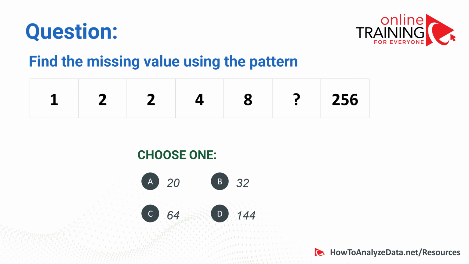Here's the question for you to answer. Find the missing value using the pattern. And you have a pattern of numbers: 1, 2, 2, 4, 8, a missing value, and then 256. You need to choose one from the list. The choices are 20, 32, 64, and 144. What do you think is the right answer here?